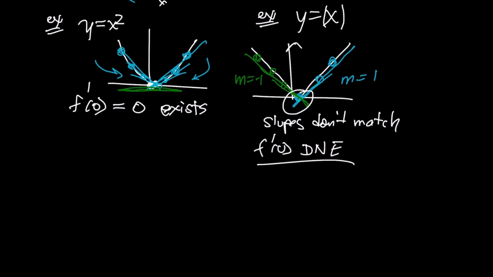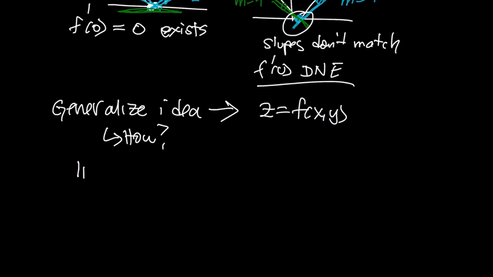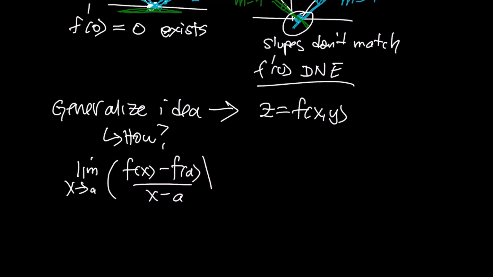Does this idea generalize to a function of two variables? And if it does, how do we generalize it? Well, the definition of the derivative is going to give us some clues there. If a function is differentiable, this limit exists. So this is going to hold the key for telling us how to generalize things.